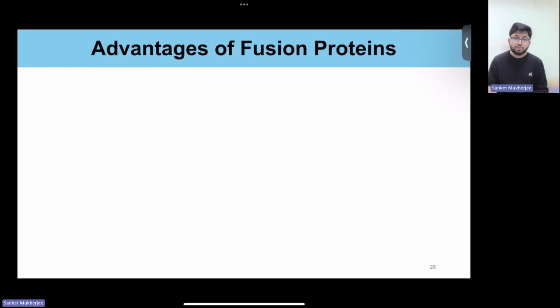What are the advantages of fusion proteins? There is easy purification. Then another advantage is you can have targeted protein production.